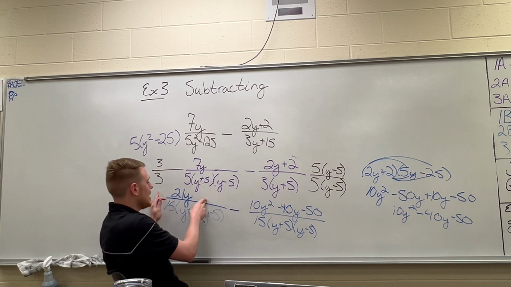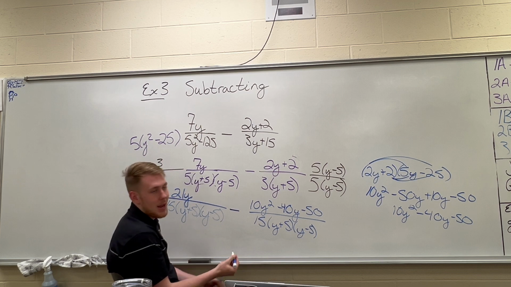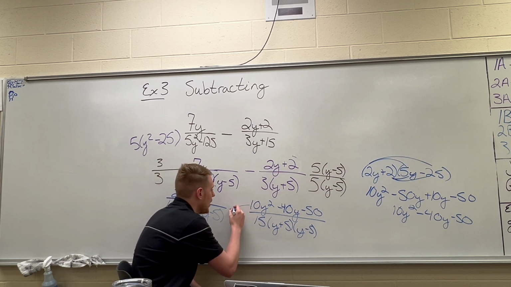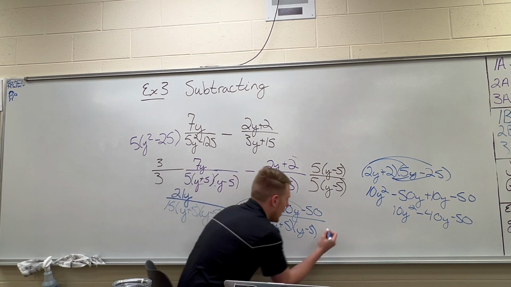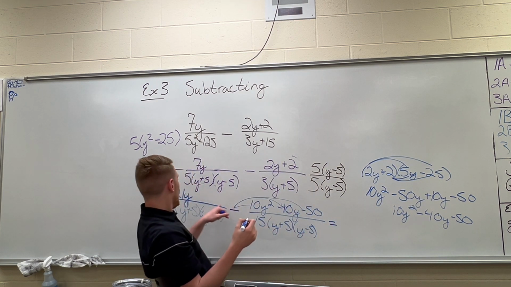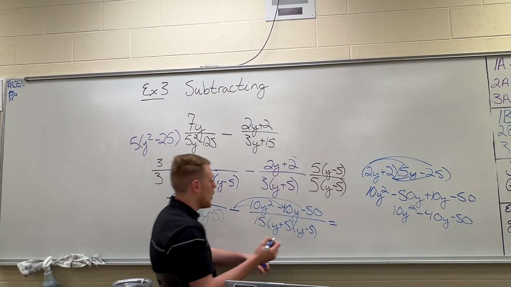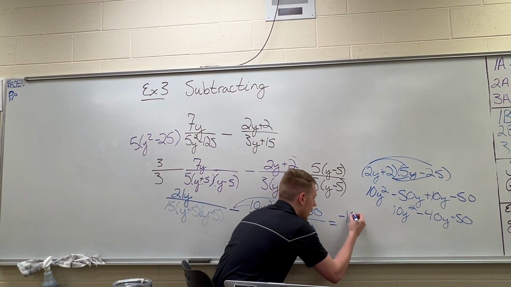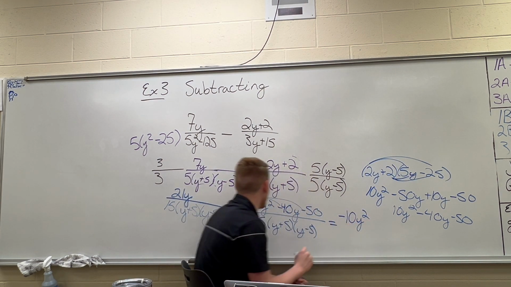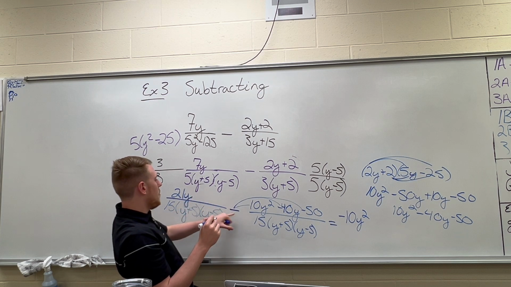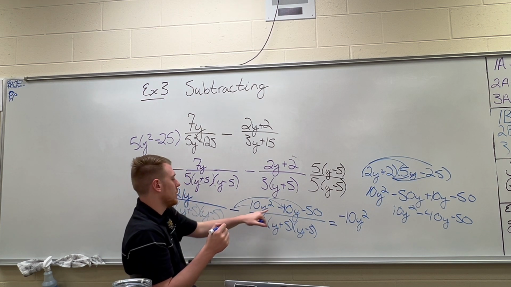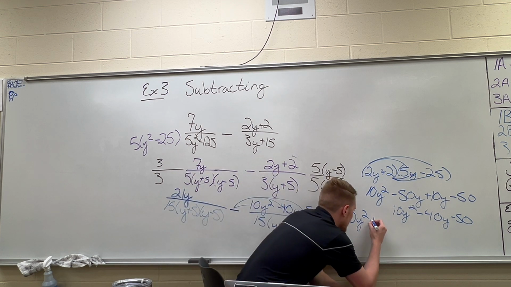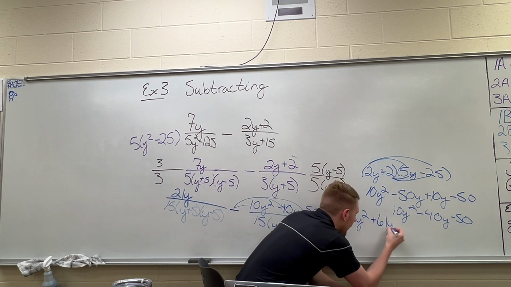Remember, you have this and you're subtracting this. So what does that mean? It means I need to distribute this negative to all three terms. So what it would come out to be is 0 minus 10y squared, negative 10y squared. 21y minus negative 40y, so 21y plus 40y is going to be plus 61y.